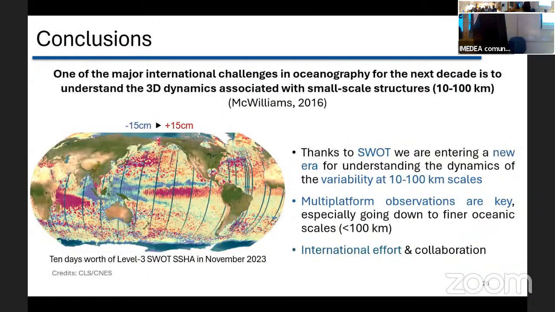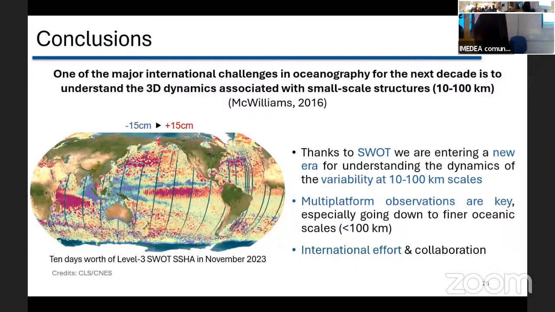So to conclude, I want to highlight that one of the major international challenges in oceanography for the next decade is to understand the three-dimensional dynamics associated with these small-scale currents. Thanks to SWOT, we are now entering a new era for understanding all these dynamics, and multi-platform observations are key to complement them and to go down to finer oceanic scales. And all this is thanks to an international effort and collaboration between different groups.